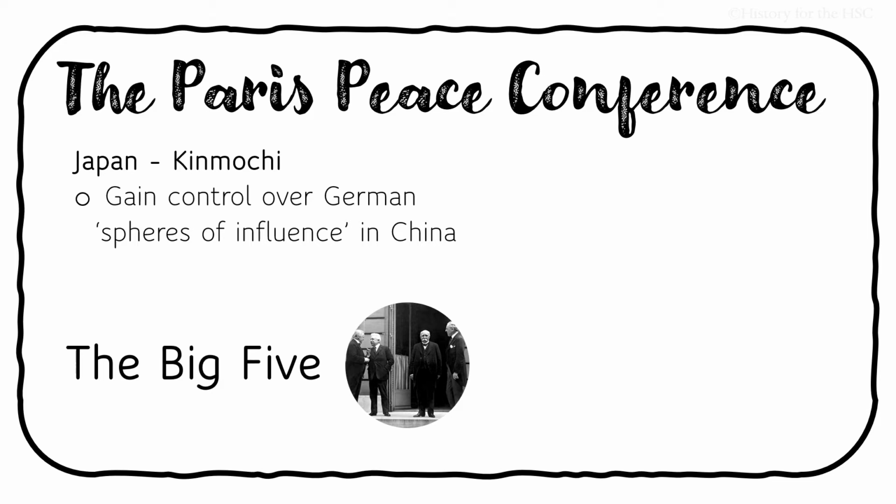The second consideration Japan desired was a recognition of racial equality to appear within the League of Nations. We will look at the League of Nations in a later video, but at this point, just understand that Japan wanted a recognition of racial equality within that document.